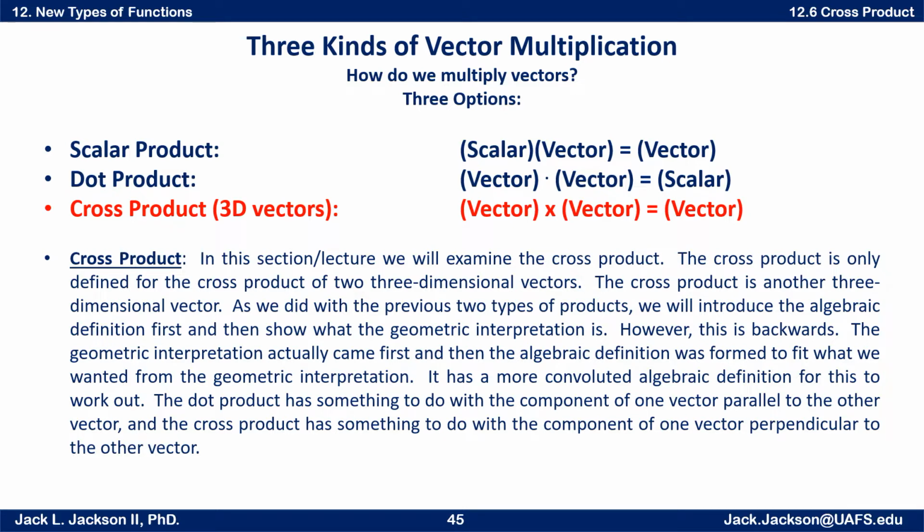So it's even more important to realize that it's not because somebody just came up with this formula, a cool way of multiplying vectors. They had a certain thing in mind they were trying to get to, and the algebra is just kind of what popped out of it. The dot product has something to do with the component of one vector parallel to the other vector, and the cross product has something to do with the component of one vector perpendicular to the other vector.